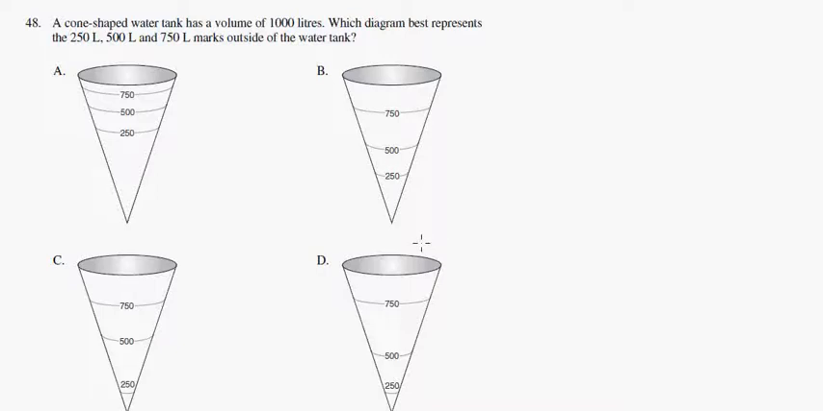Alright, Practice Provincial Problem B, or Problem 48 for Practice Provincial B. A cone-shaped water tank has a volume of 1,000 liters. Which diagram best represents the 250 liter, 500 liter, and 750 liter marks outside the water tank? They have no numbers given to us aside from the markings on the tank, so we kind of just have to think about this problem.